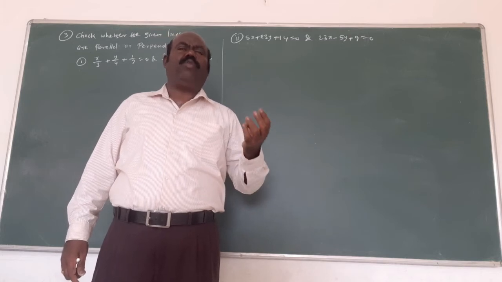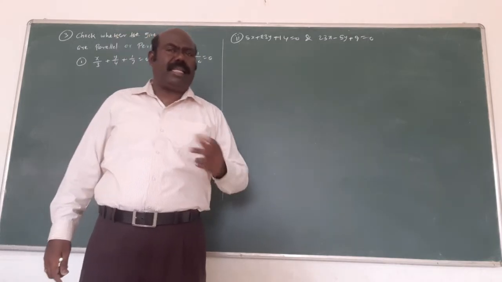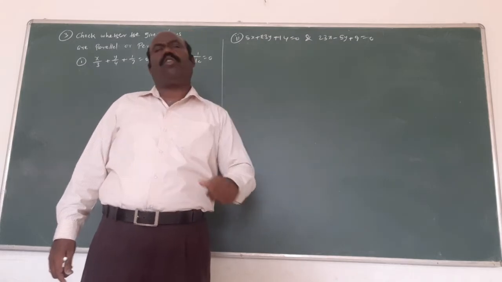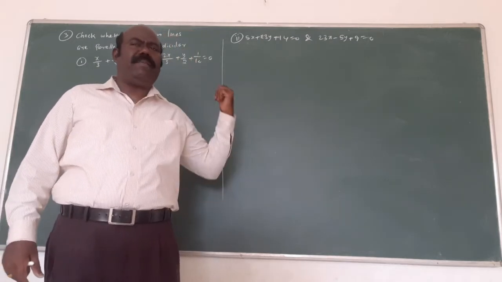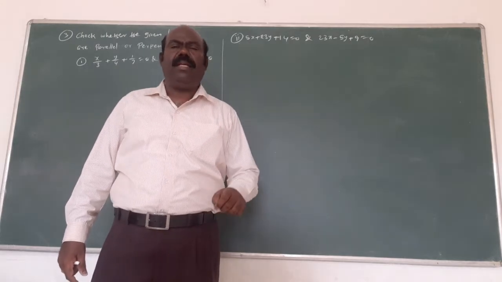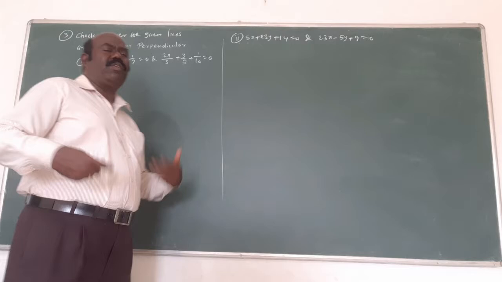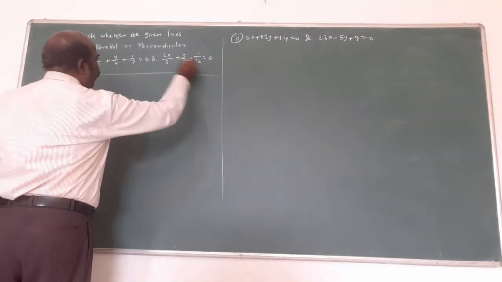When two points are given, the slope is (y2 minus y1) by (x2 minus x1). When the angle theta is given, tan theta is the slope. When the equation is given, the slope is minus the coefficient of x divided by the coefficient of y. This is the formula. That's why, suppose two equations are given.